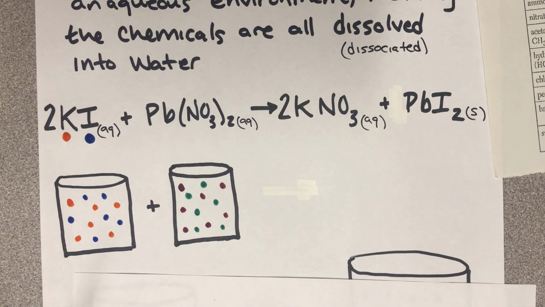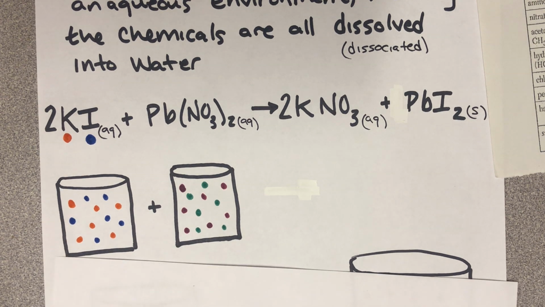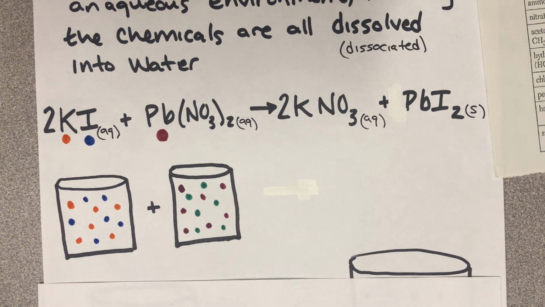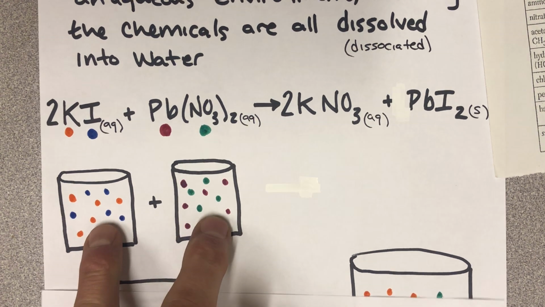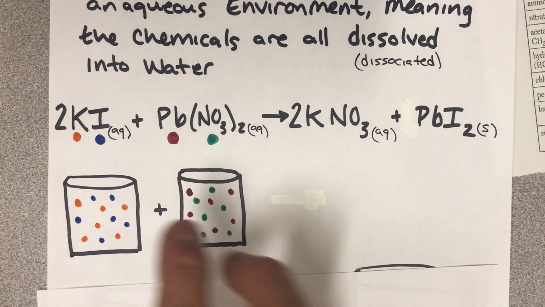And then we've got lead 2 nitrate, which is also soluble, and we're going to have the purple represent the lead, and the green is going to represent the nitrate. Okay, so when we pour in, you can see that all the ions here are separate from each other, and they're just kind of floating around in solution.